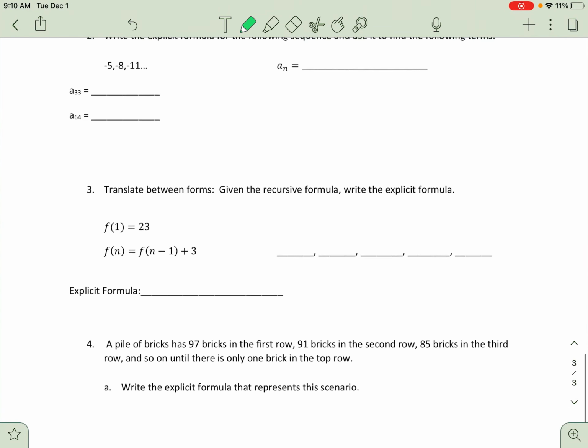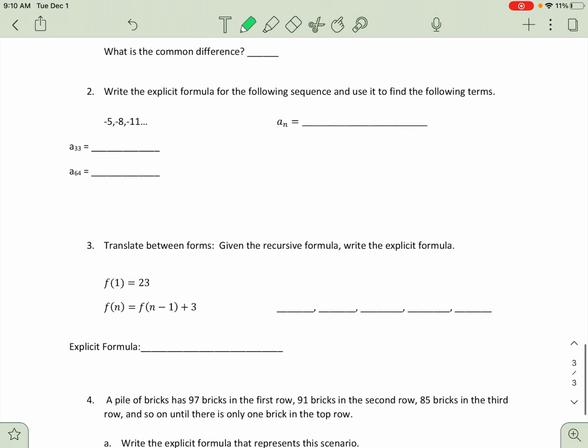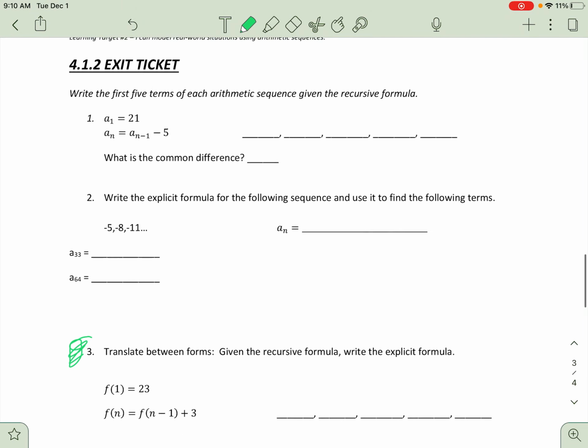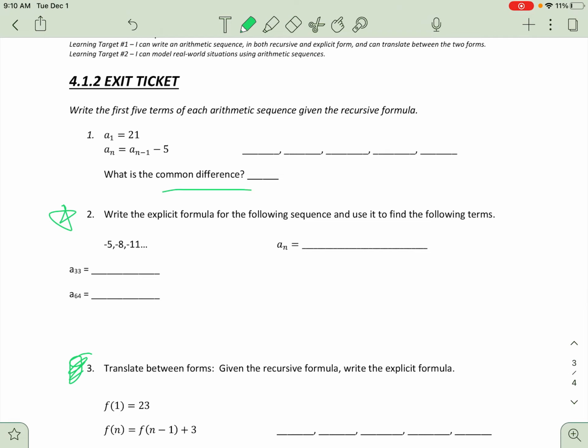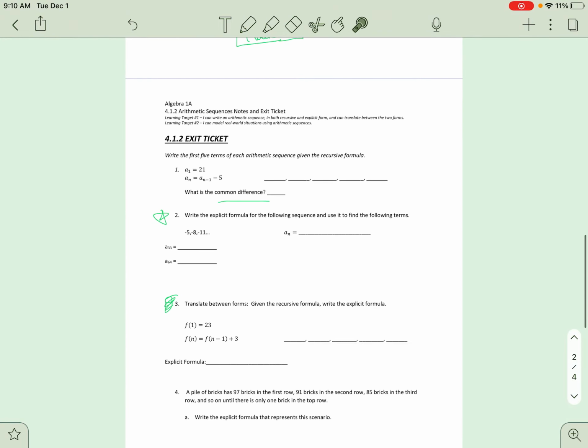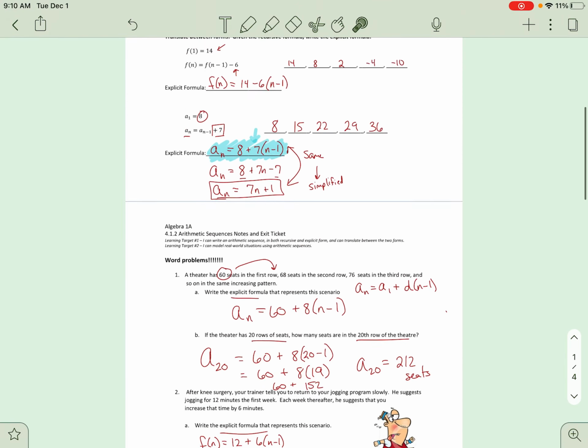Exit ticket. Okay, same idea. You got a word problem at the bottom. You're going to translate between forms here. You're going to write the explicit formula, and you're going to use recursive to figure out what's the common difference and what are the first 5 terms. Okay, so complete that. Submit it for your exit ticket today and your attendance.